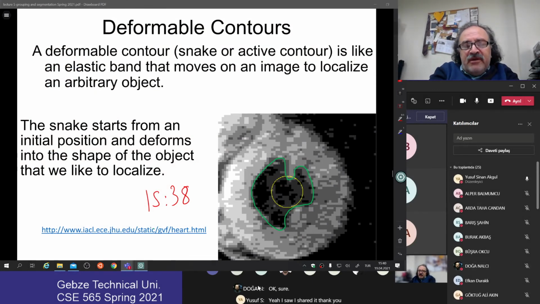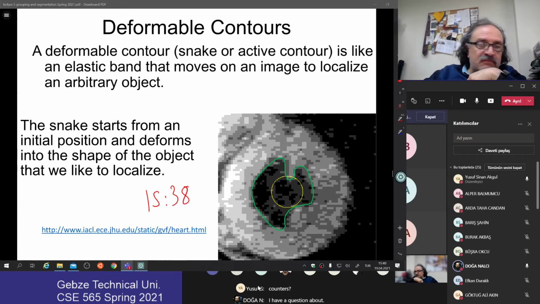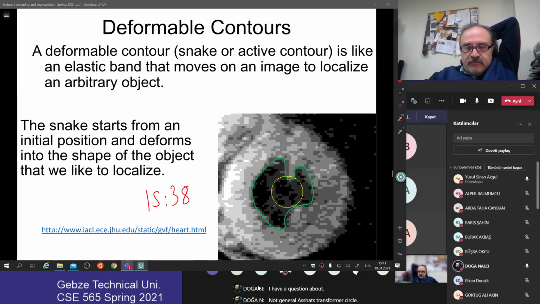So deformable contours, as I said, I think that will be enough for me because I am getting late. I should start talking about stereo vision, etc. Okay. Any questions about deformable contours? I have a question about not the general Hough transform, the circle, half circle detection.